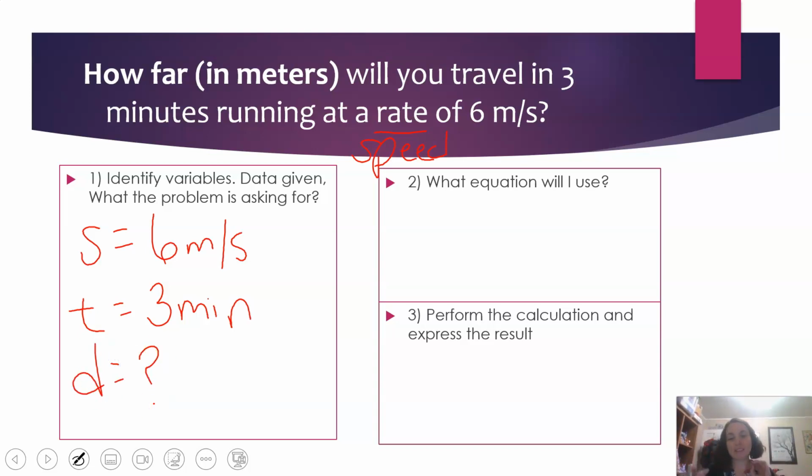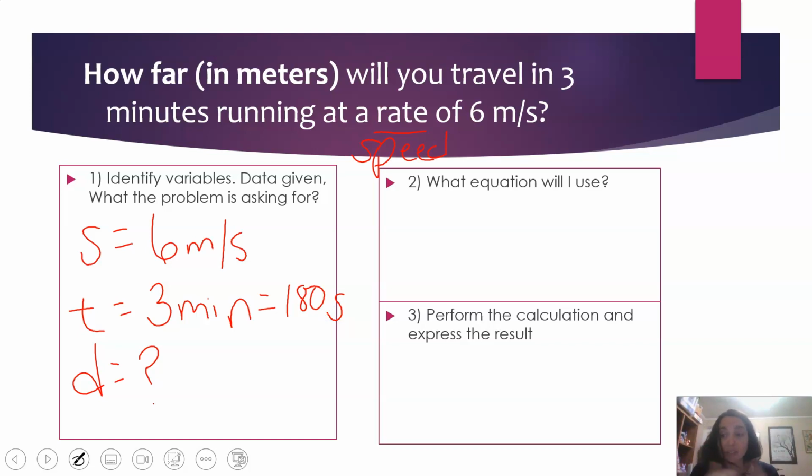So this one has a little bit of an extra step. As you can see, the speed mentions seconds, but we're talking about 3 minutes of time. So let's actually do that conversion right now. 3 minutes, and there's 60 seconds per minute. So 3 times 60 means 180 seconds.